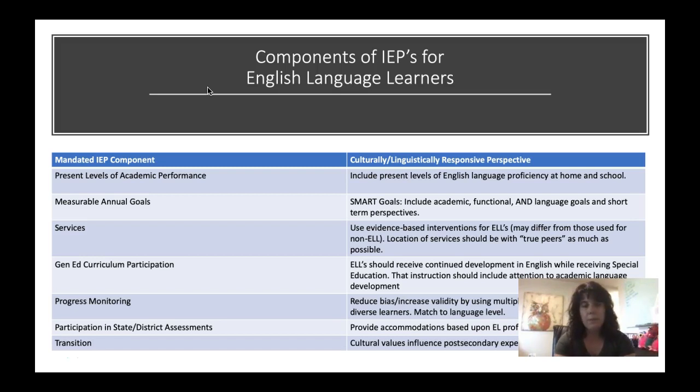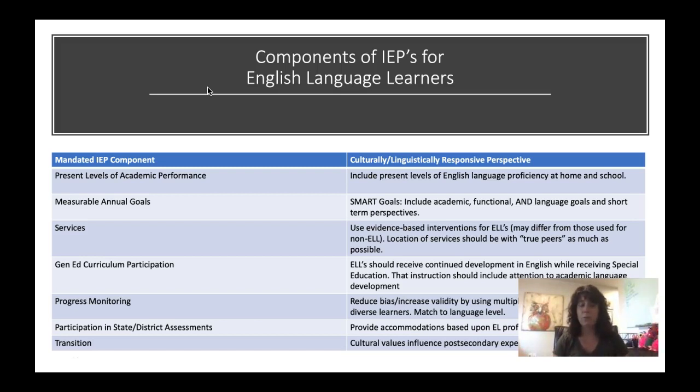Some things I think it's important to note: when you're compiling an IEP and thinking about present levels of academic performance, one of the things you really want to think about is including what the present levels of their English language proficiency are, both at home and school, because they may very well be different.